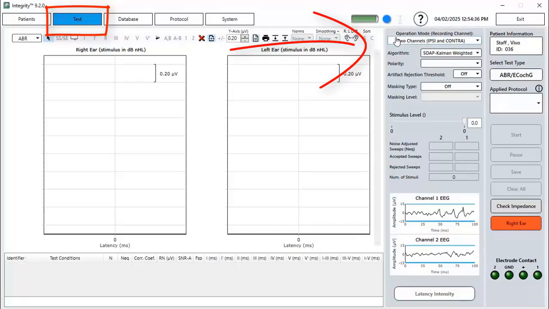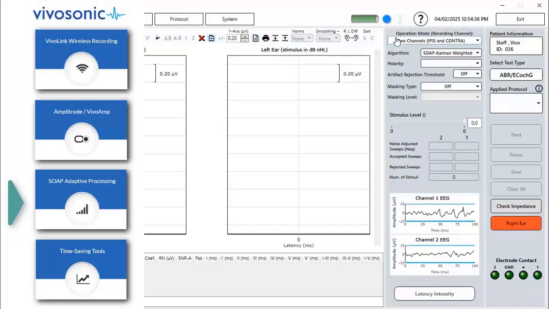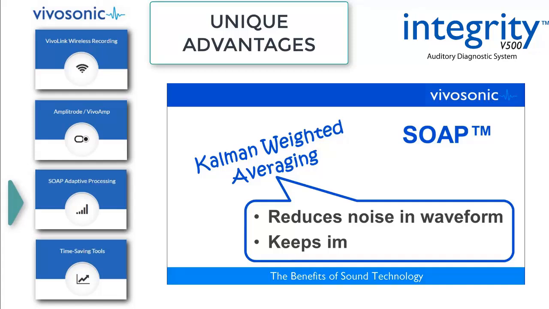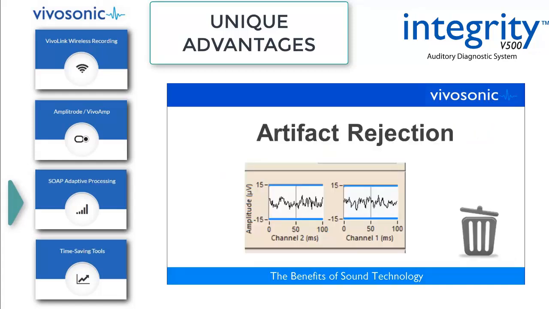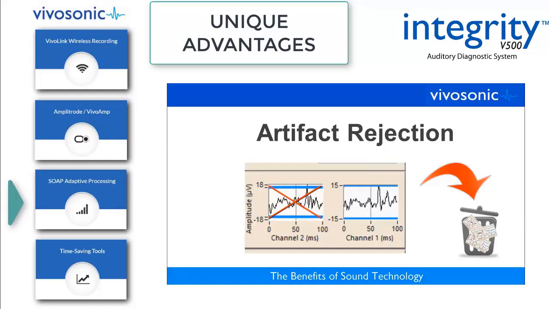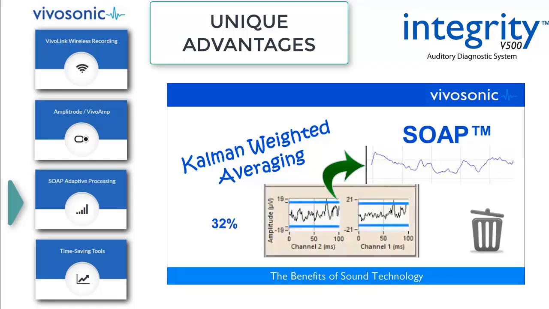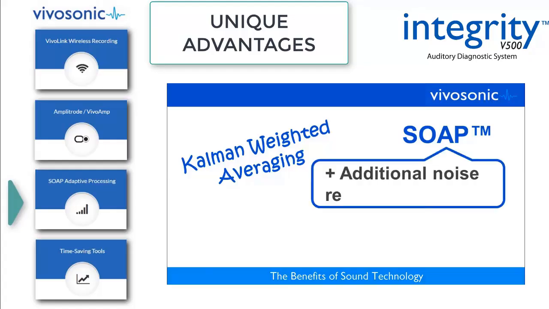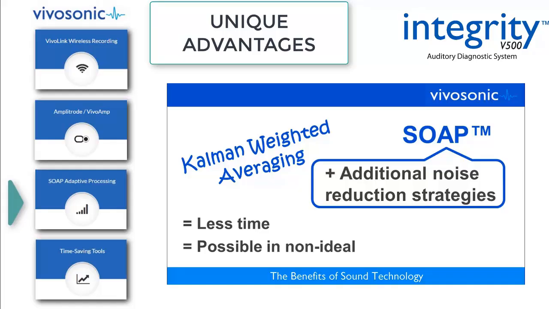The SOAP algorithm uses a technique called Kalman weighted averaging. This type of weighted averaging is effective at reducing noise in the response waveform, but does not throw out important ABR data. With traditional artifact rejection, all sweeps that have noise above a certain level are completely tossed out. With Kalman weighted averaging, each sweep is analyzed and included in the average to a differing degree depending on the level of the noise. The SOAP algorithm also contains additional noise reduction techniques that aid in cleaning the signal. This allows for an ABR result in less time and makes an ABR possible in less than ideal conditions.